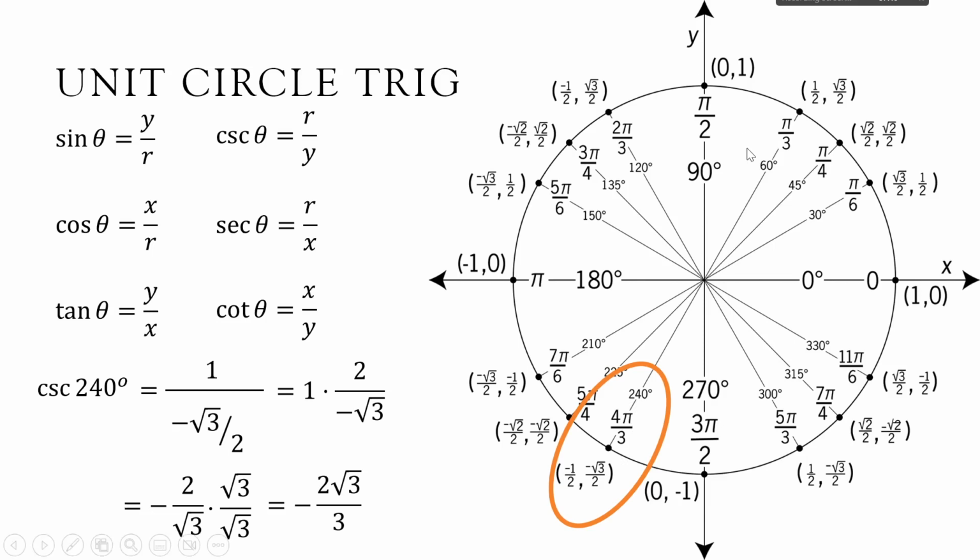Furthermore, we would also notice that this is in quadrant 3. If you remember, in our All Students Take Calculus rule, only tangent and cotangent were supposed to be positive. So yes, we were expecting cosecant to be negative. So once again, I've said it multiple times already, this is actually the exact same final answer as if we used the special right triangles and the quadrants. This is just a different way for us to solve it. Alright, so we've done cosecant of 240 degrees.